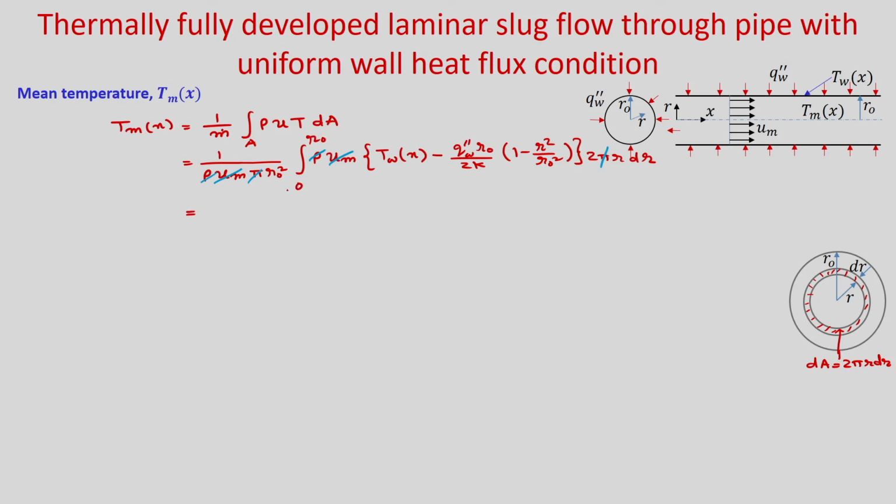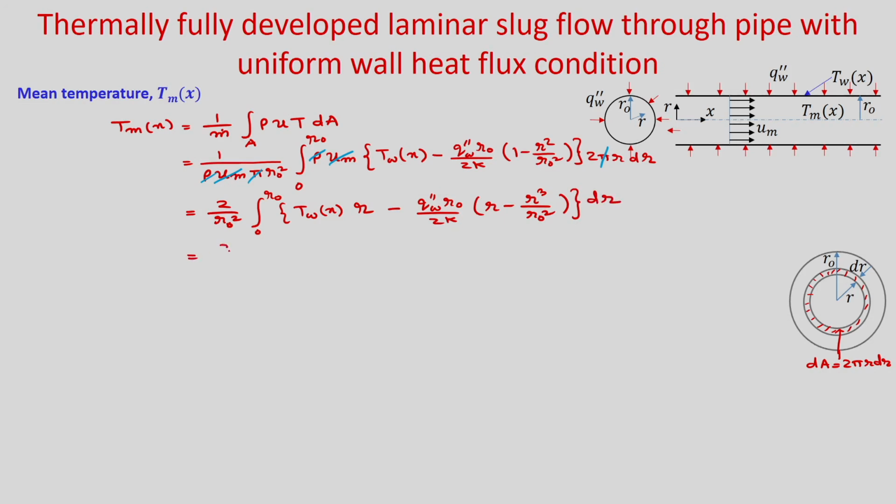So, what you will get? You can write 2 by r naught square, integral from 0 to r naught, and this r you multiply with Tw into r, minus q″w r naught by twice k into (r minus r cube by r naught square), into dr.